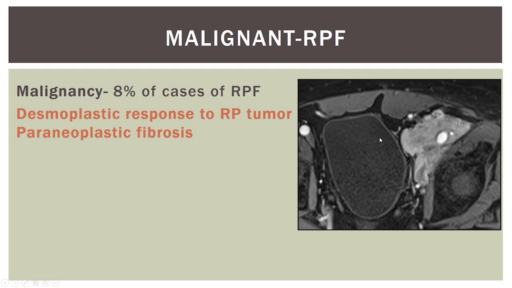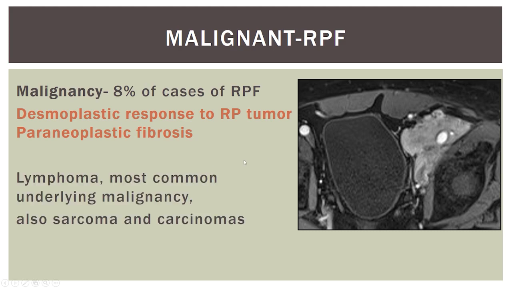Be aware of malignant RPF, seen in 8% of cases of RPF, due to either desmoplastic response to retroperitoneal tumor or paraneoplastic fibrosis. We suggested the diagnosis since this is an atypical location for idiopathic RPF. Idiopathic RPF, we talked about that, is normally at the aortic bifurcation. A biopsy was performed and came back as just fibrosis. They put the patient on steroid treatment for 6 months. However, the lesion grew. So a second biopsy was performed with multiple passes and revealed carcinoma.